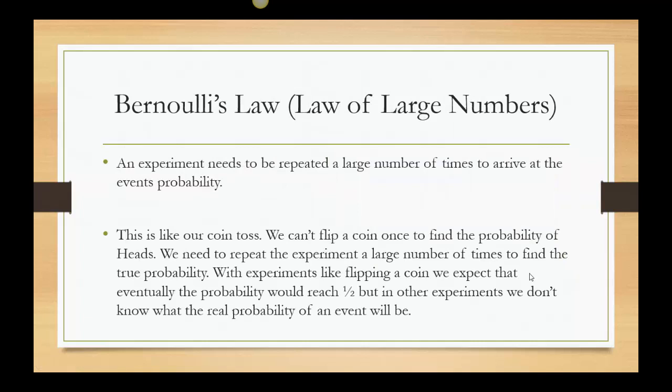So here's Bernoulli's law, which is also called the law of large numbers. It says an experiment needs to be repeated a large number of times to arrive at the event's probability. This is like our coin toss. We can't flip a coin once to find the probability of heads. We need to repeat the experiment a large number of times to find the true probability. With experiments like flipping a coin, we expect that eventually the probability will reach 1/2, but in other experiments, we don't know what the real probability of an event will be.